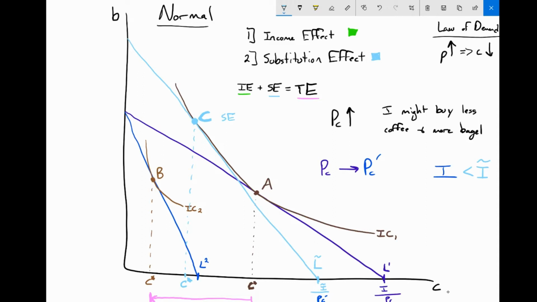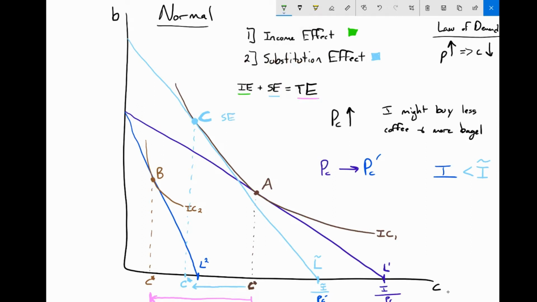All right, so if I look at the C star, the substitution effect here is the difference between the original C star and the C star, the amount of coffee that they would consume when the price increases, but their income has been compensated. All right, so the difference between the dark brown C star and the light blue C star, that is the substitution effect. You can see that when the price increased, they reduced their consumption of coffee, just because coffee has become relatively less attractive now that it is more expensive. That's the substitution effect.